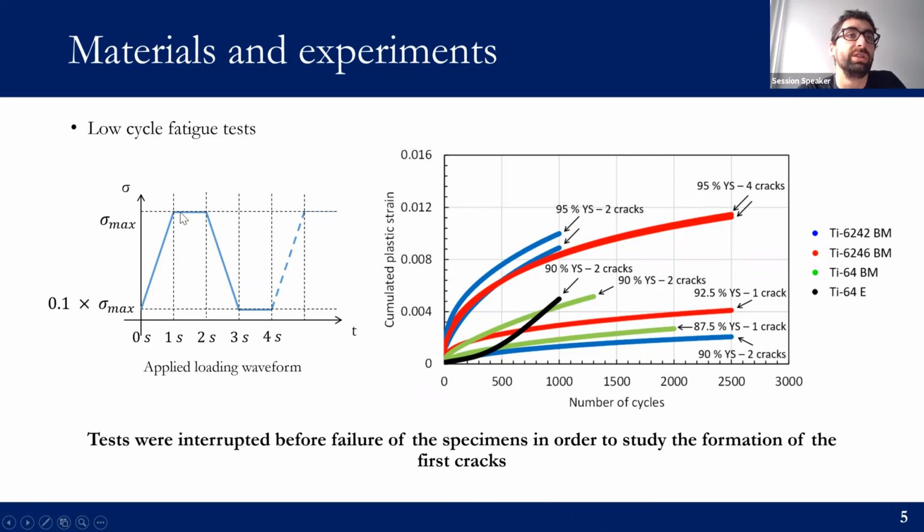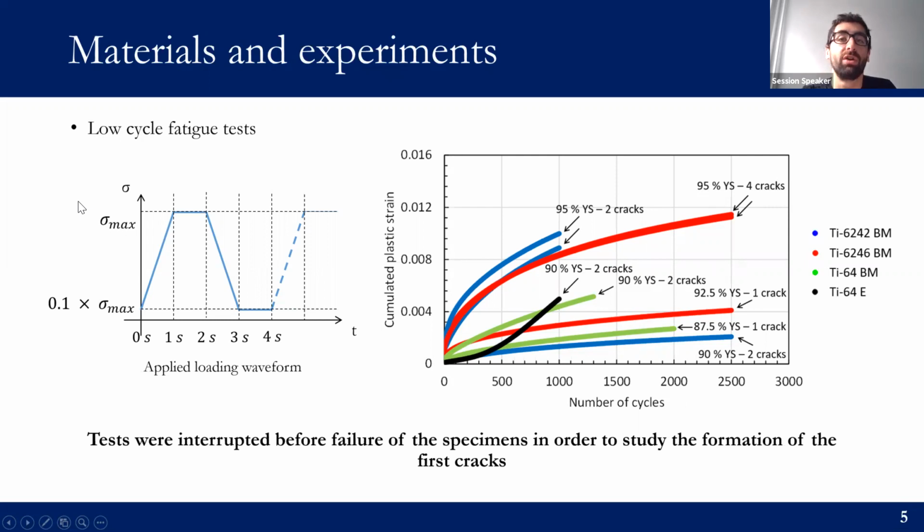The specimens were loaded in 1 second. The peak stress is held for 1 second. The specimens are unloaded in 1 second, and the minimum stress is held for 1 second. A load ratio of 0.1 was applied, and the peak stress was set around 90% of the yield strength. The tests were interrupted before failure of the specimen in order to study the formation of the first cracks. A number of cycles between 1,000 and 2,500 was applied.